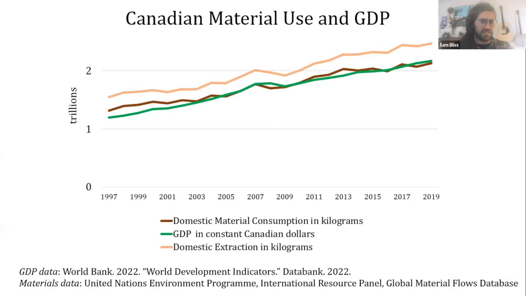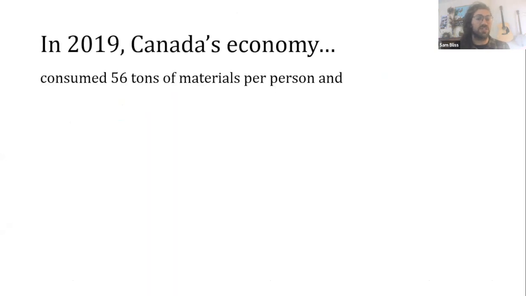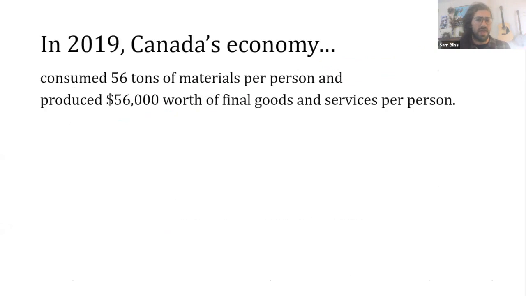Because these are just lines and it's difficult to know the magnitude when you're talking about trillions of dollars or billions of tons: in 2019, Canada's economy consumed 56 tons of materials per person. And that consumption produced $56,000 worth of final goods and services per person, which the way the economy works is that $56,000 per person becomes income. And so that's $200,000 for 2019 for a family of 4. And we know that most Canadians actually don't make that much money. So that's because the economy is unequal.